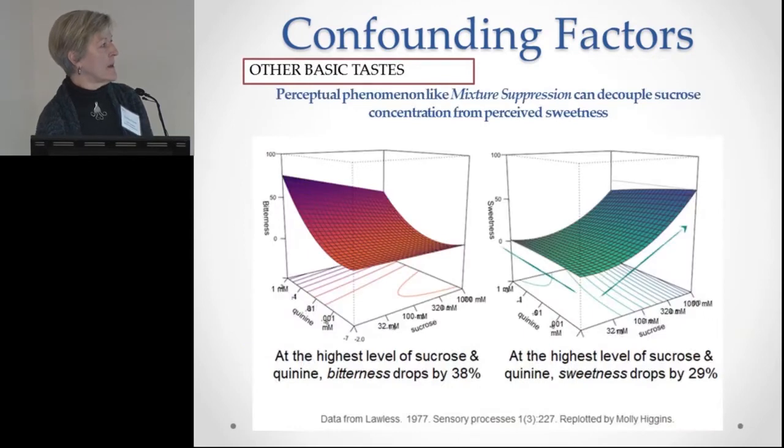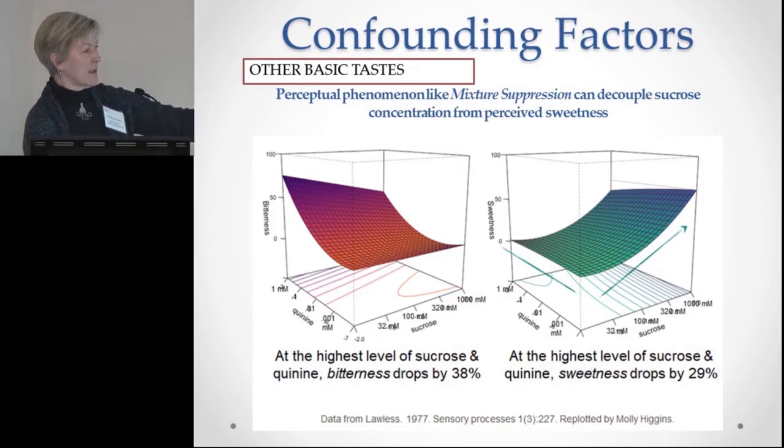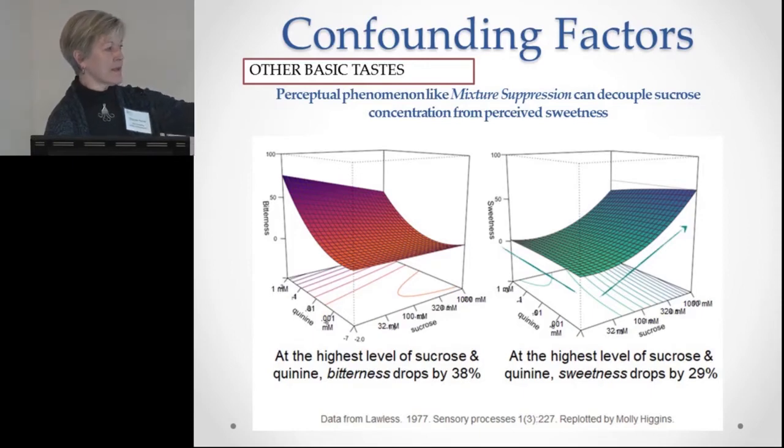The other thing you have going on are other basic tastes in the system. So something called mixture suppression. Again, this is data from Harry Lawless in 1977, replotted. I'm not going to go into detail on the chart, but what I wanted you to take home was, when you blend the sucrose and the quinine, which is quite bitter, a known bitter reference, bitterness drops by 38%, sweetness drops by 29%. So we're going into this 0 to 15, things are kind of compressing.